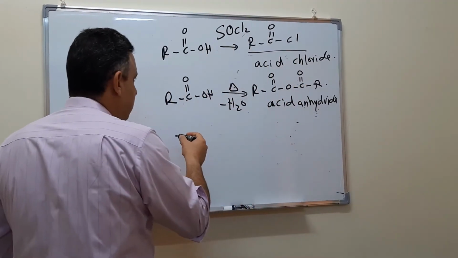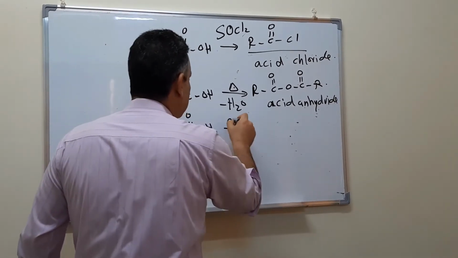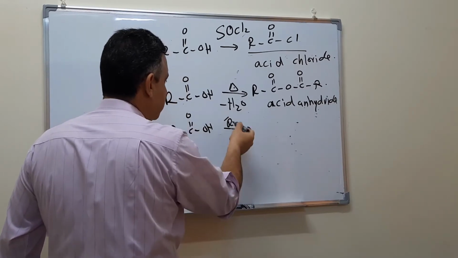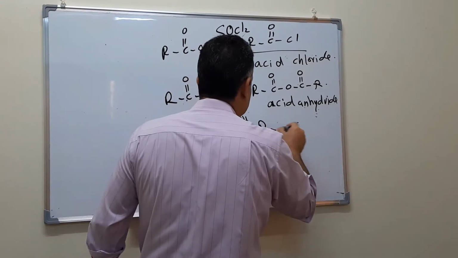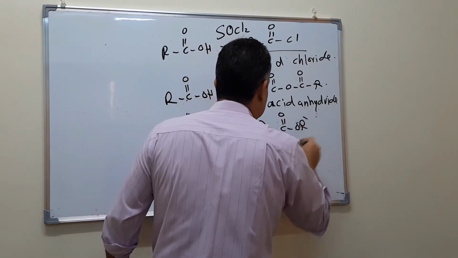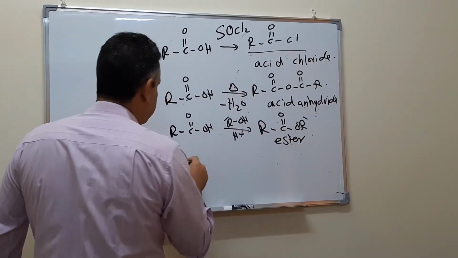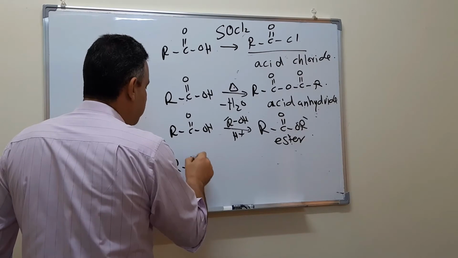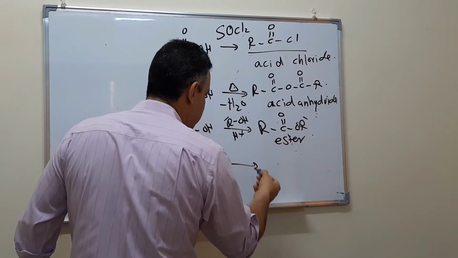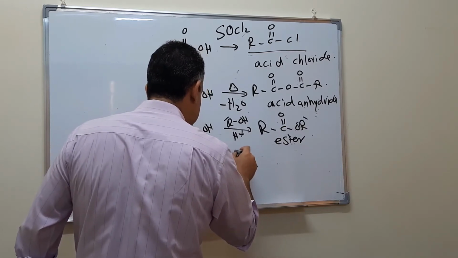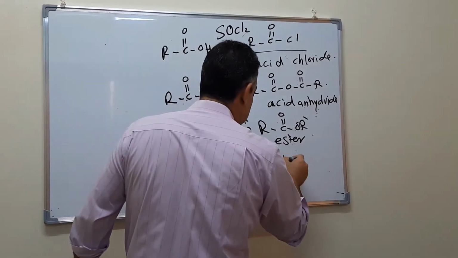Third reaction, if we allow the carboxylic acid to react with alcohol, any alcohol, either if R is the same or different, in presence of H+, this is called Fischer esterification. What we are going to get is the ester. And finally, by heating up carboxylic acid with amine or ammonia, primary or secondary amine or ammonia, for example, ammonia with heat, we are going to get the corresponding amide.